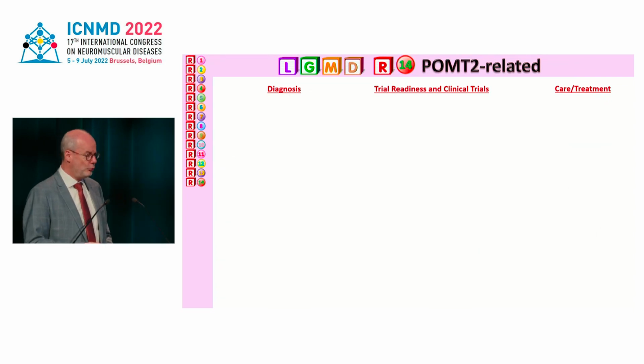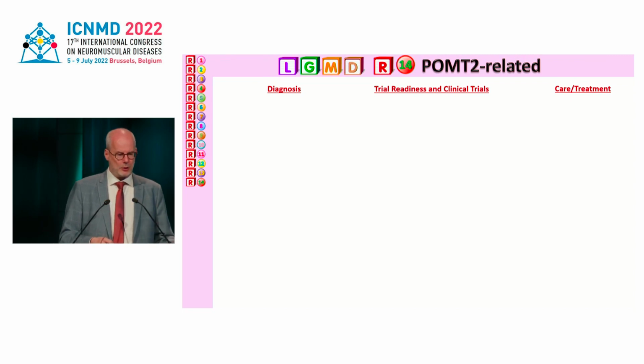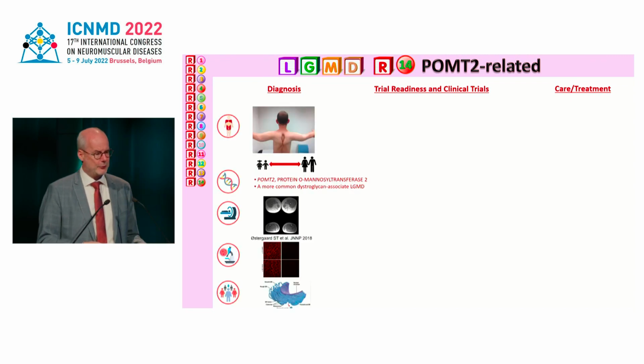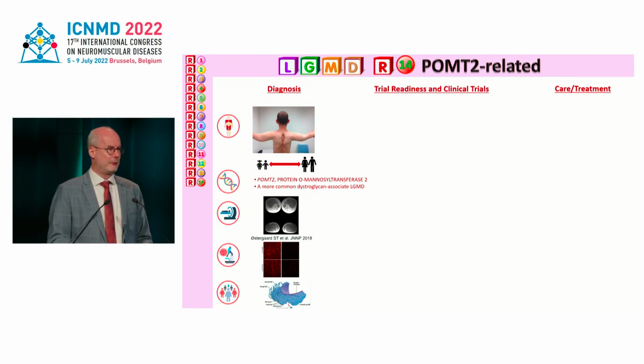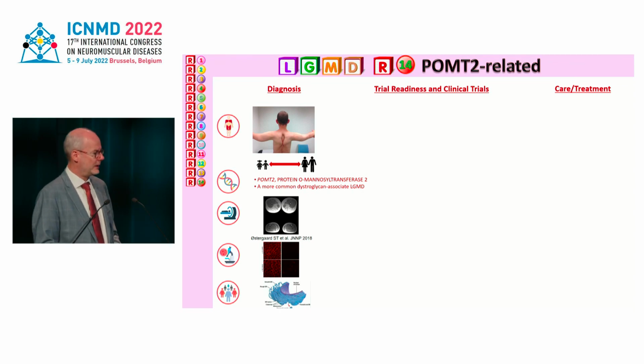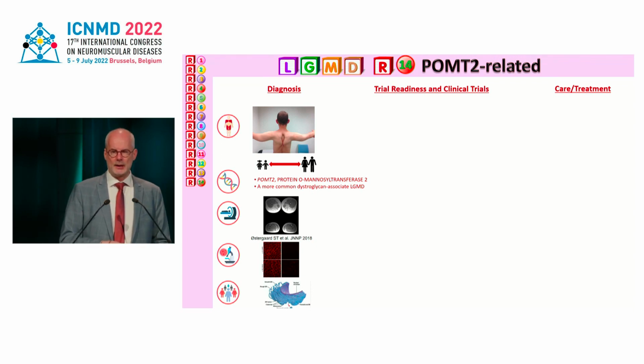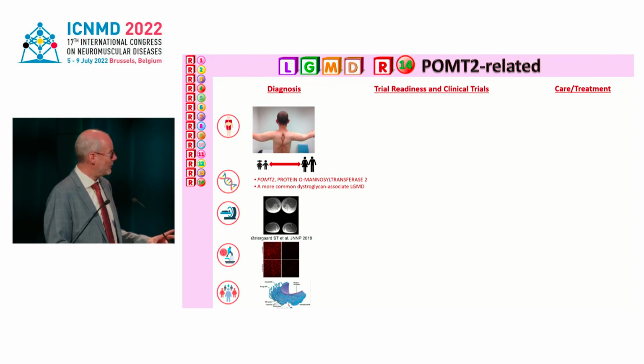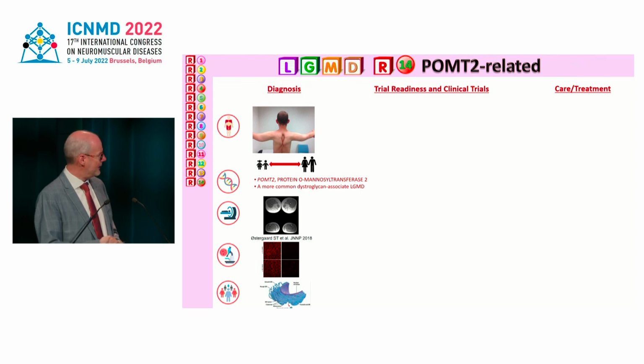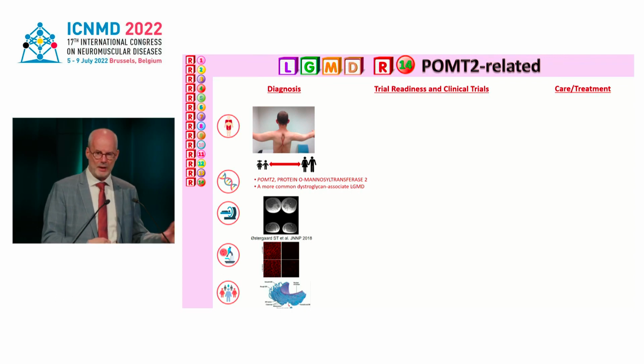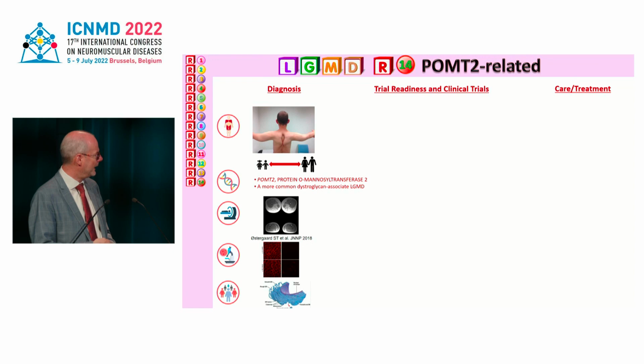Now, POMT2 related is very similar to POMT1 because these two mannose transferases are both involved in the first mannose of dystroglycan. It's probably a bit more common, and I think this was a bit surprising when we did large exome studies to see that there were a number of undiagnosed limb girdle patients that had POMT2 mutations. The MRI, again, like with the other, shows more hamstring involvement with the sartorius and gracilis well preserved. Whenever you see this, it's a limb girdle muscular dystrophy normally.